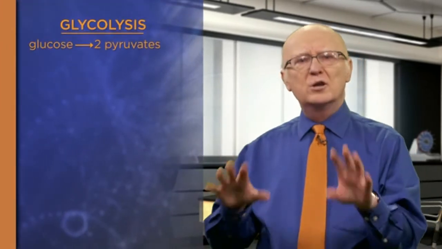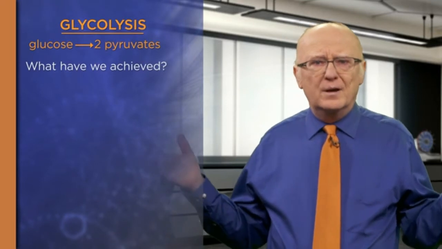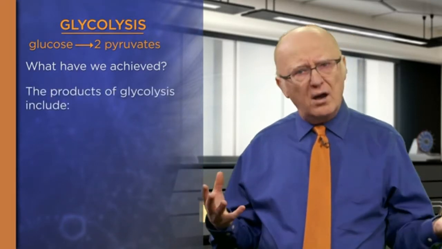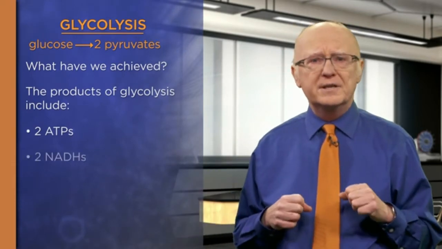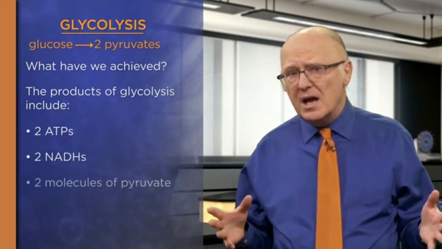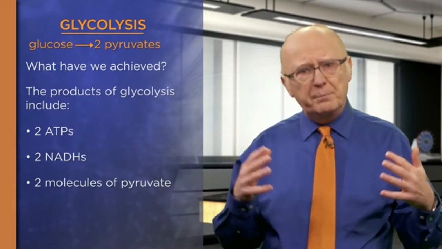So we've broken down glucose into 2 pyruvates, but what have we achieved? When we do the tally, the products of glycolysis include 2 ATPs, after subtracting the 2 input ATPs, 2 NADHs, and 2 molecules of pyruvate. Now that may not look like a lot, but the payoff was double our investment. Moreover, the NADH made in glycolysis can be used to produce more ATPs, and the 2 molecules of pyruvate can be further oxidized in the citric acid cycle.